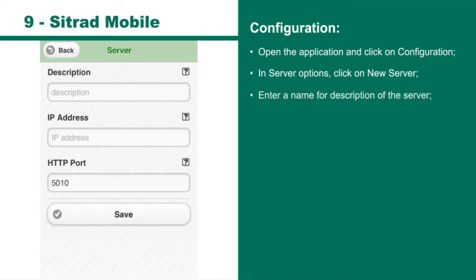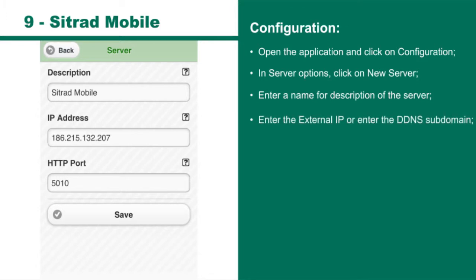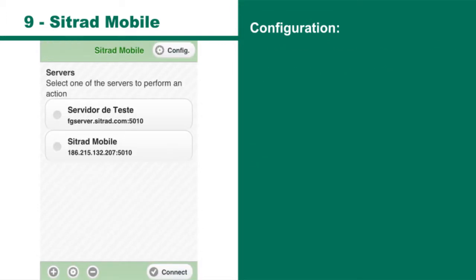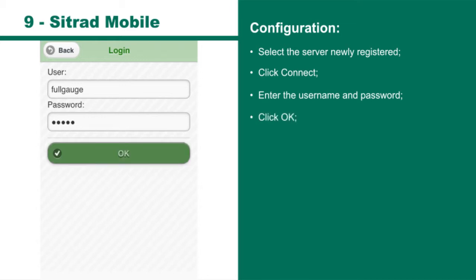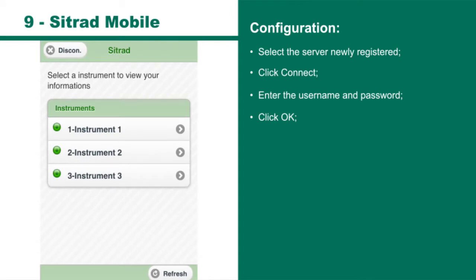Enter a name for description of the server. Enter the external IP in case you have a static IP, or enter the DDNS subdomain. On port, maintain 5010. The connection of the remote is similar to the connection of mobile. The only difference is the port. Click Save. Back on the home screen, select the newly registered server and click Connect. Enter the username and password you created earlier on Sitrad Local and used on Sitrad Remote, then click OK. In the next window, you will see the instruments connected to Sitrad Local.